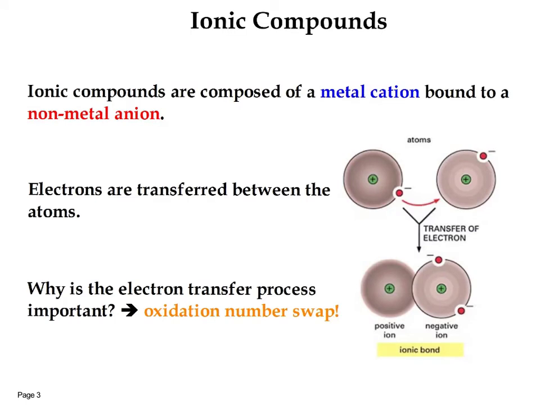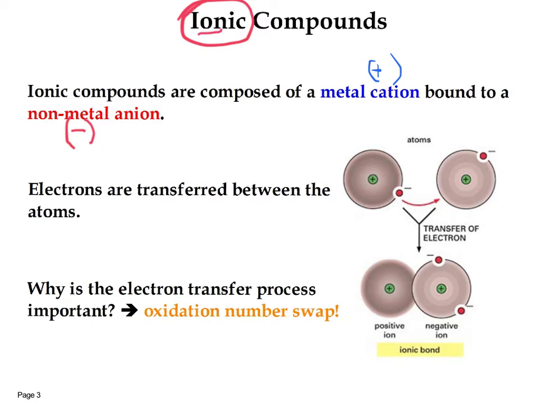So let's give a background about what ionic compounds are. As you'll notice here, it says ionic compounds are composed of a metal cation bound to a non-metal anion. Remember that cations are positively charged, whereas anions are negatively charged. That's a really important distinction to make, because this is an ionic compound, so it has to be composed of ions in order for it to be called an ionic compound.